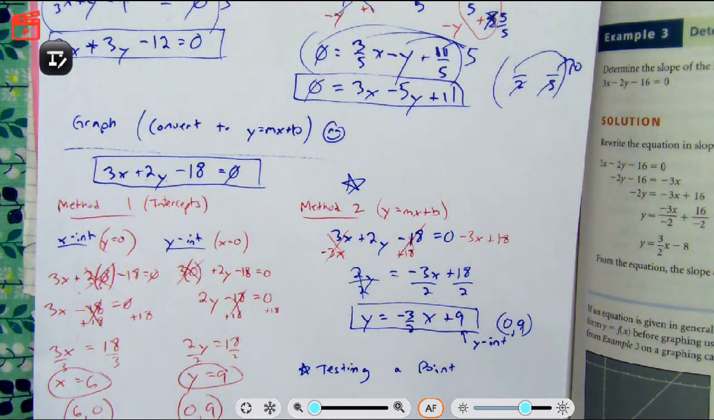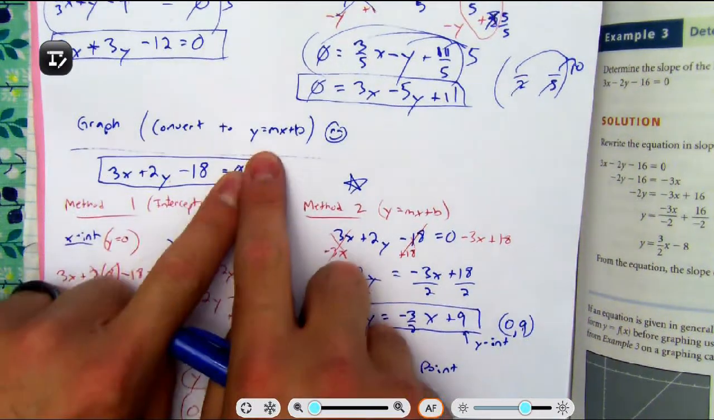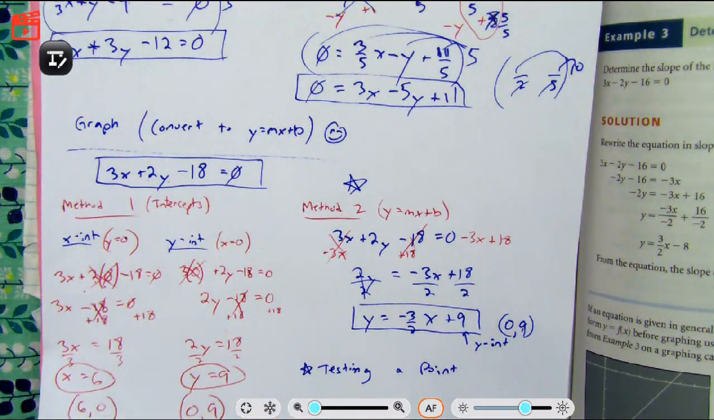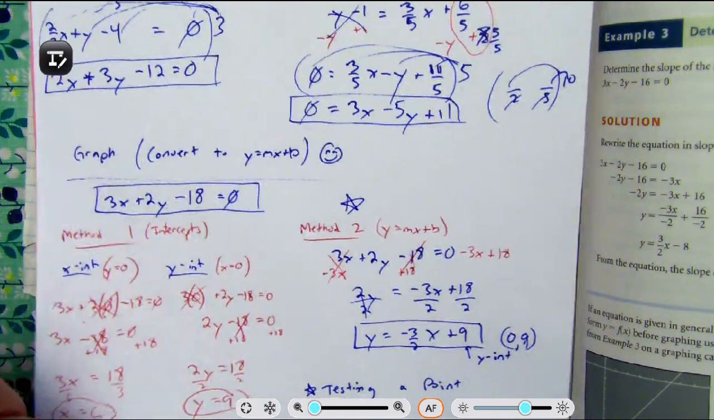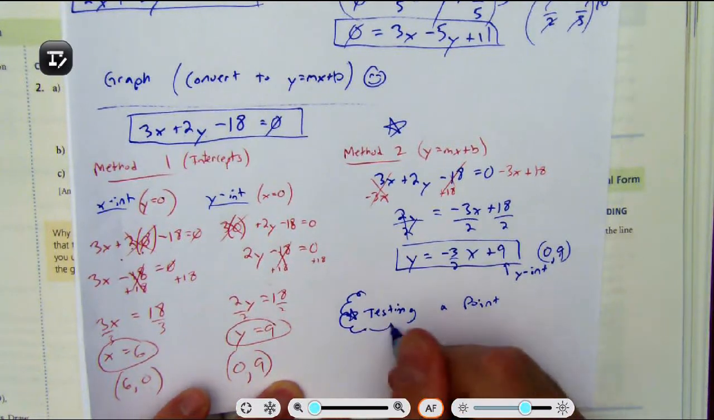Personally, I would recommend getting good at method number 2, converting general form to y equals mx plus b. Basically, get your y alone, you move the other two terms, and then you divide by whatever the coefficient is, and you're always going to have your y equals mx plus b form. Get good at that, because that's going to be very helpful. That's just a really good skill to have in your arsenal. Just a review, something we did before.